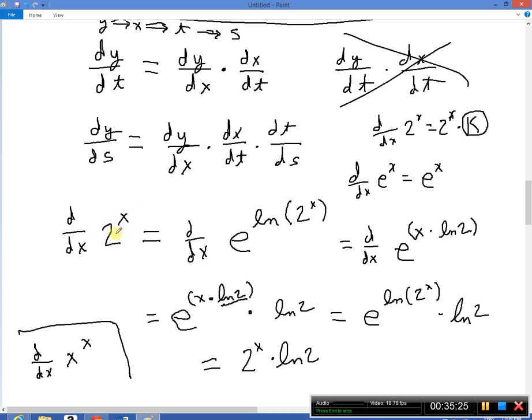So the derivative of an exponential function is always an exponential function times something. In the case of a constant base, it's just the natural log of the base. In case of something more complicated, well, you're going to have to use this trick of writing x to the x as e to the log of x to the x, and then go from there. But as I said, that's for another day.